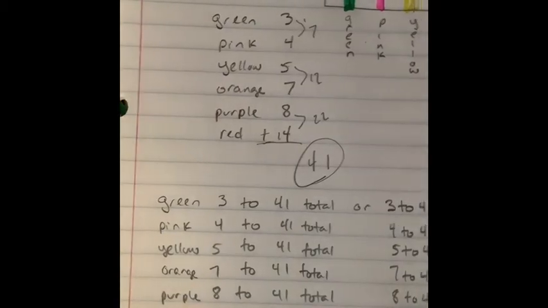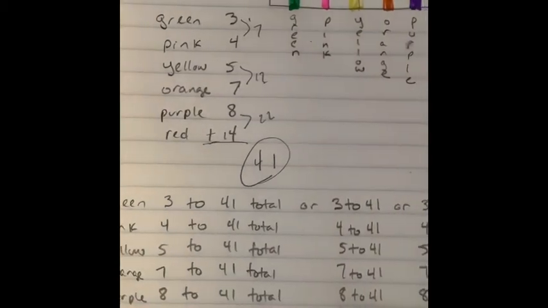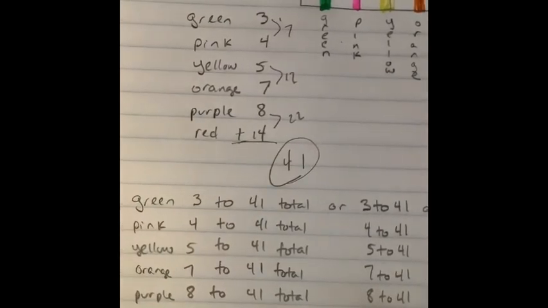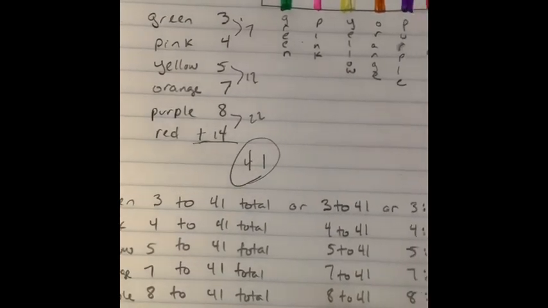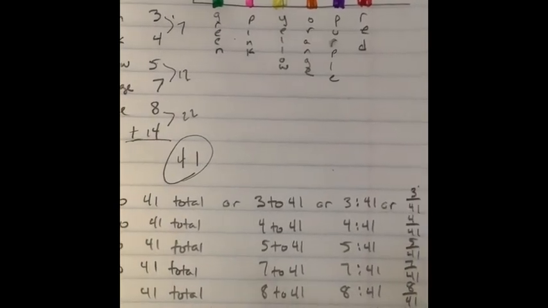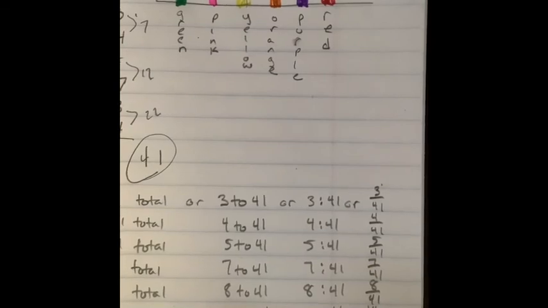If you'll see, I wrote the ratios in 3 different ways. For example, for the green, I have green 3 to 41 total, 3 to 41, 3:41, or 3 over 41. So 3 different ways that a ratio can be expressed.